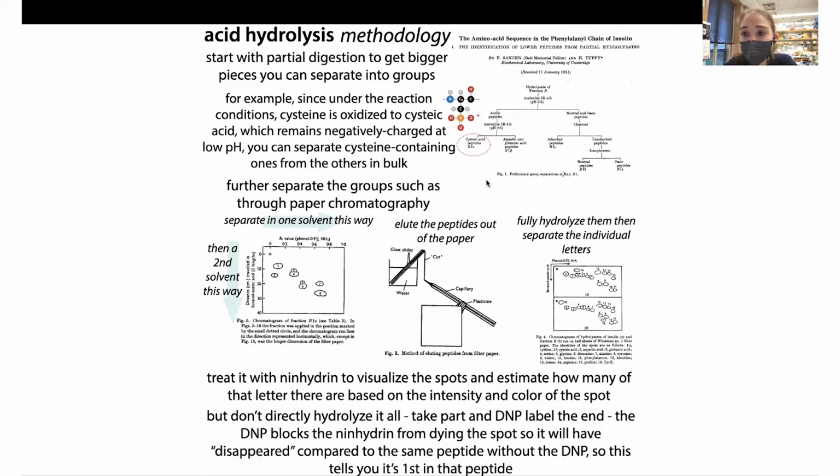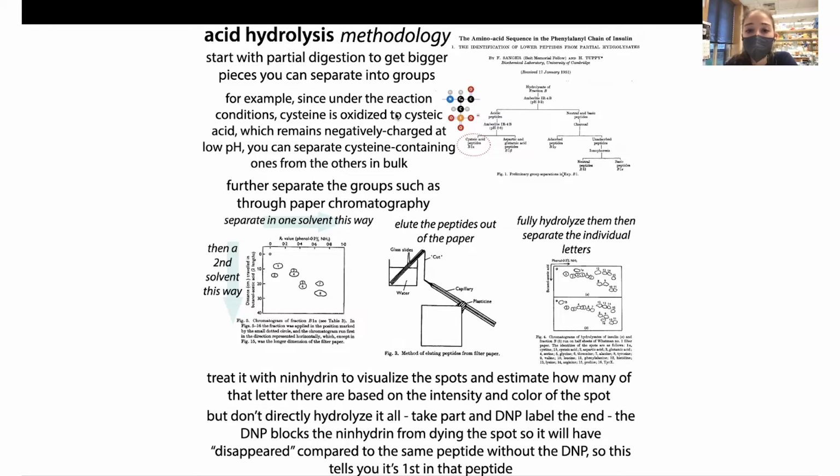For cysteine-containing things, which will come in handy later, you can actually separate them, because under acid hydrolysis they're going to get oxidized to this cysteic acid form. And this is negatively charged, even at really low pHs. And so this is going to allow you to separate them from aspartic acid and glutamic acid. And so this is just an overview of some of the various strategies that he's using in order to separate these pieces.